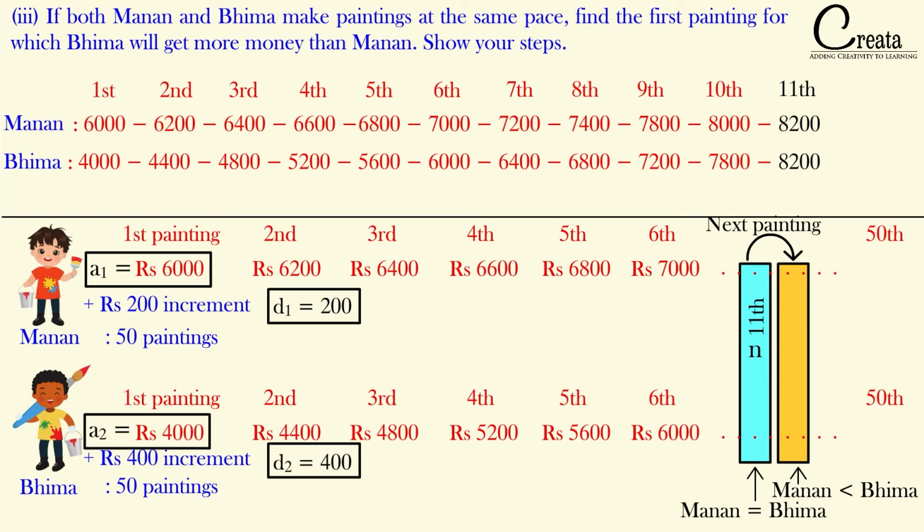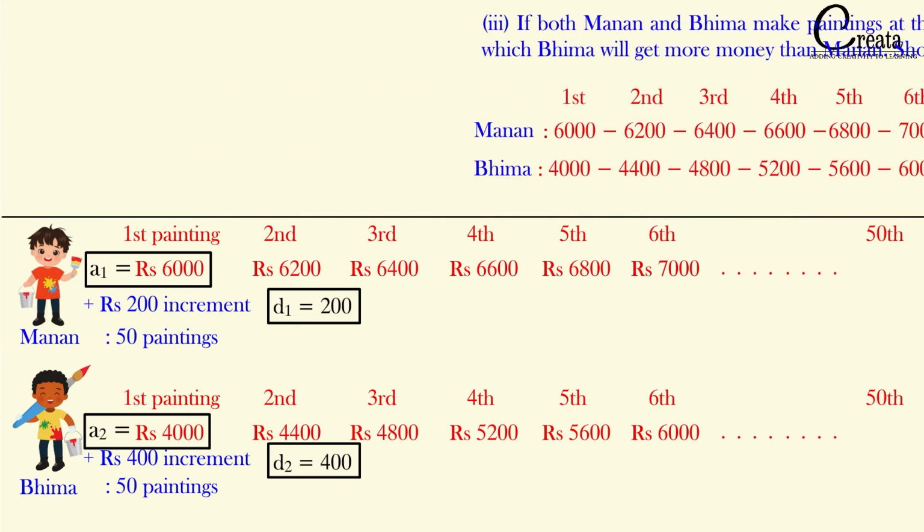After that, Bhima's increment is more, so Bhima will start getting more money as compared to Manan. So our answer is 12th. At the 12th painting, Bhima will get more money as compared to Manan. That is the answer of this question. Got it? Let's move to the next part.